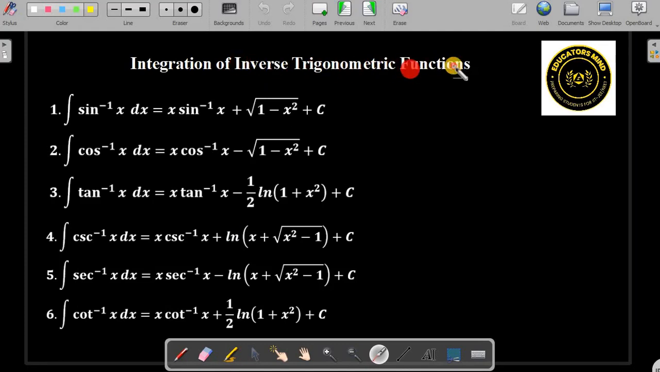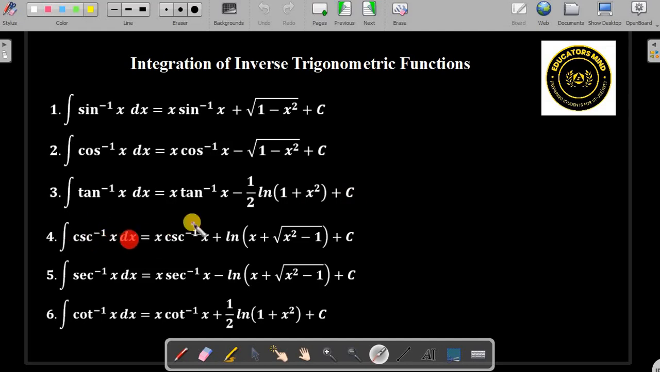Inverse trigonometric functions. In inverse trigonometric functions, okay, integration of sine inverse x is x sine inverse x plus root under 1 minus x square. Cos inverse x is equal to x cos inverse x minus root under 1 minus x square. Tan inverse x integration with respect to x is x tan inverse x minus half ln of 1 plus x square, whole, plus constant of integration.